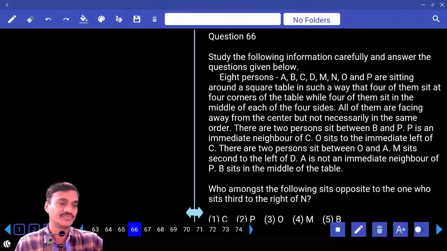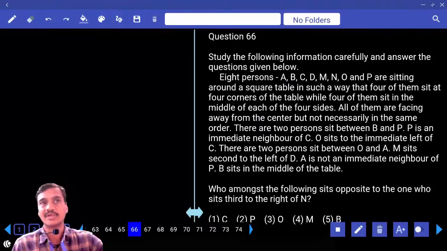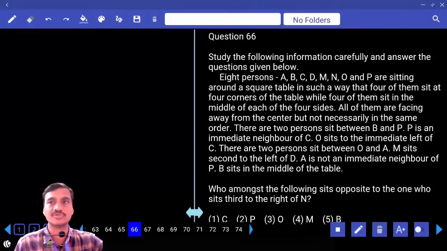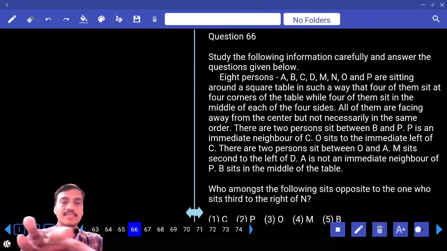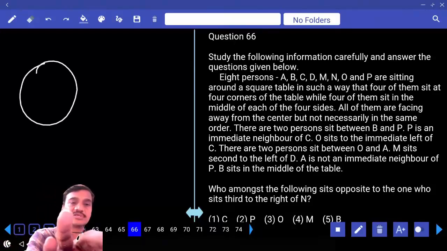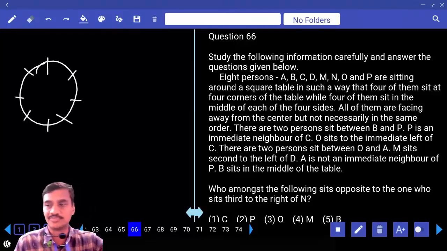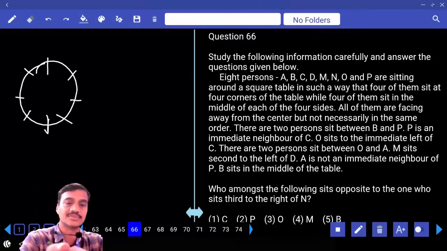And all the persons are facing away from the center, isn't it? As all the persons are facing away from the center, there is no necessity for us to draw a square table. We can draw it in a circle. If all the persons are facing towards the center or away from the center, rather than drawing a separate square table, you can work this out in a circular table. Now, in the circle, how many persons are there? 8 persons, 1, 2, 3, 4, 5, 6, 7, 8. And they are facing away from the center.